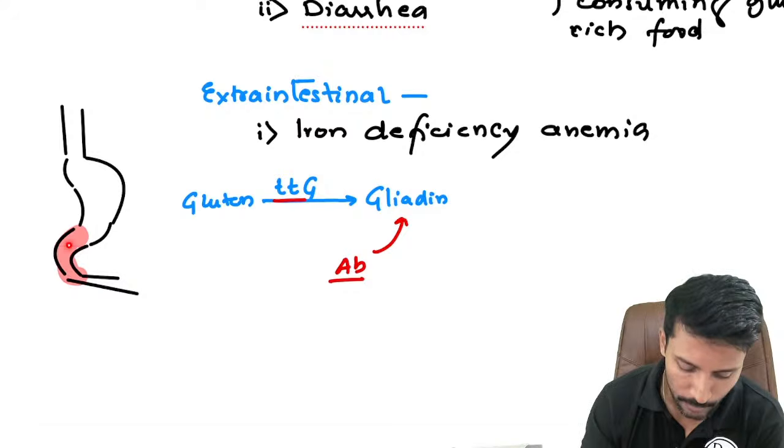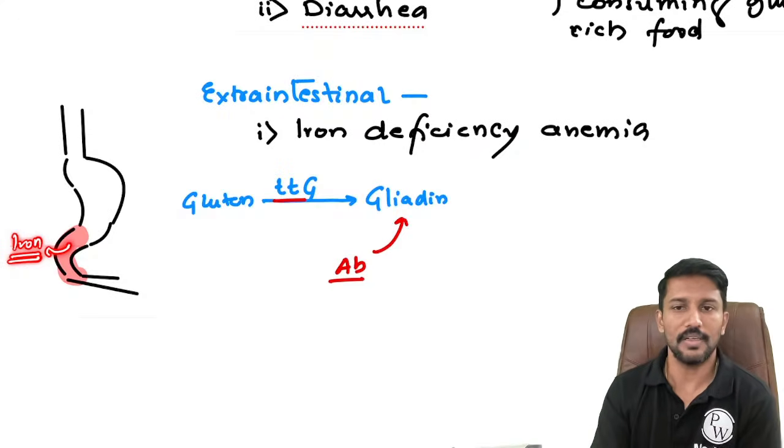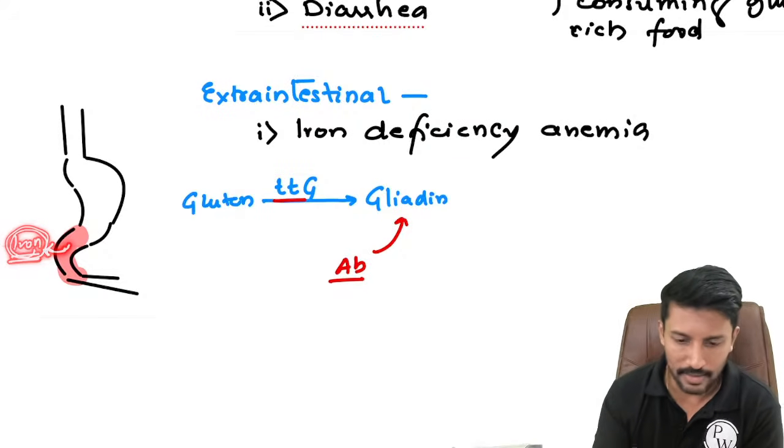Why is that important? Because iron absorption predominantly happens in the duodenum. So if the duodenum is inflamed, I may not be able to absorb iron sufficiently.